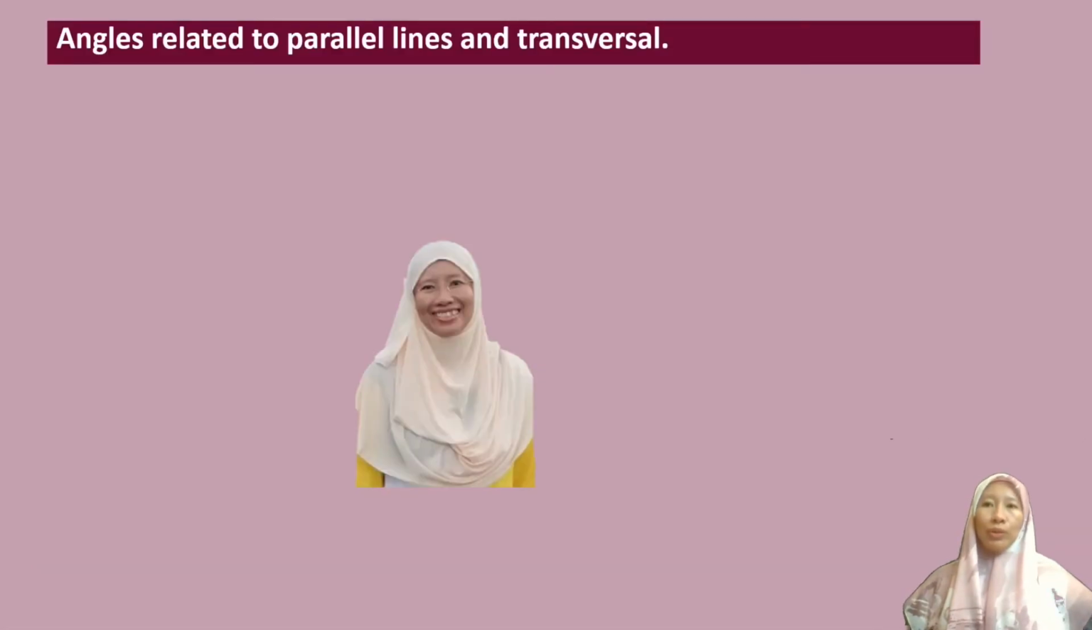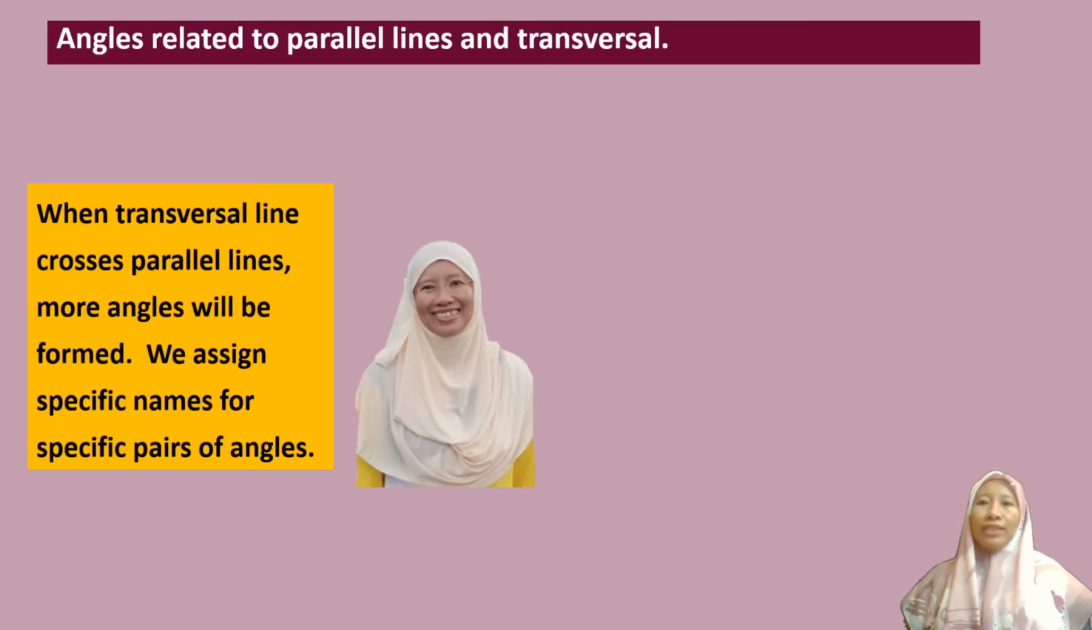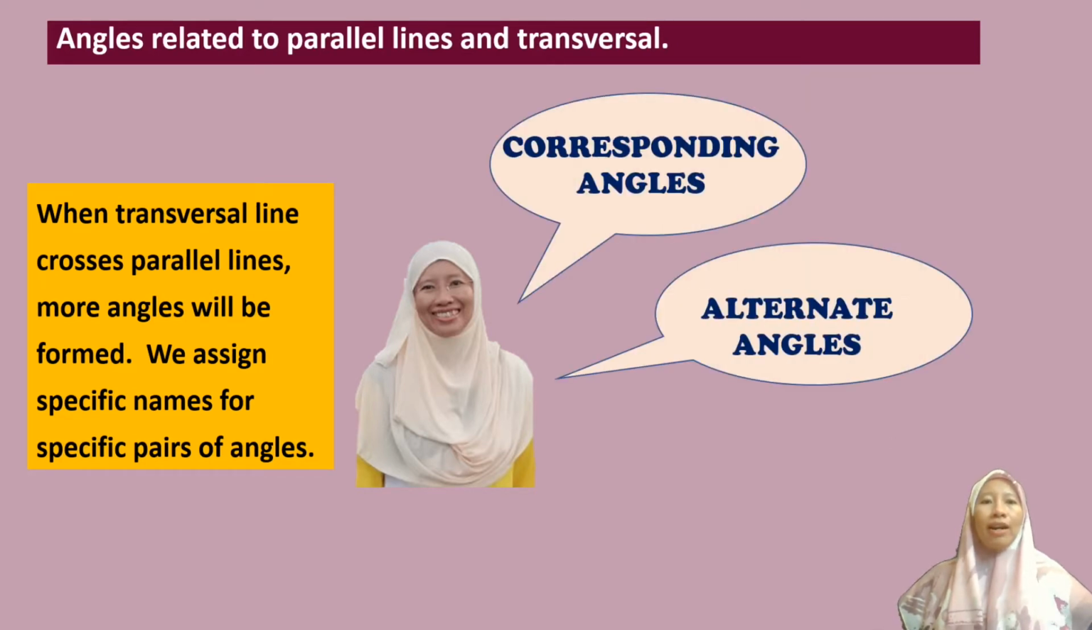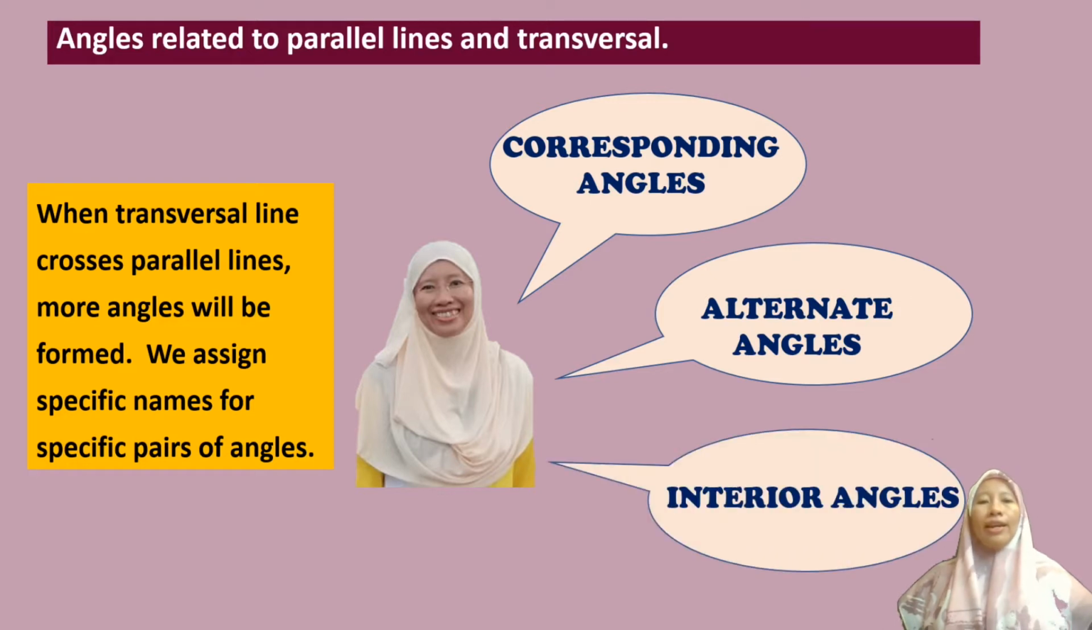Next, we are going to look at angles related to parallel lines and transversals. When a transversal line crosses parallel lines, more angles will be formed, and we assign specific names for specific pairs of angles. Let's see what they are. They are corresponding angles, alternate angles, and interior angles. Let's look at them one by one in detail.